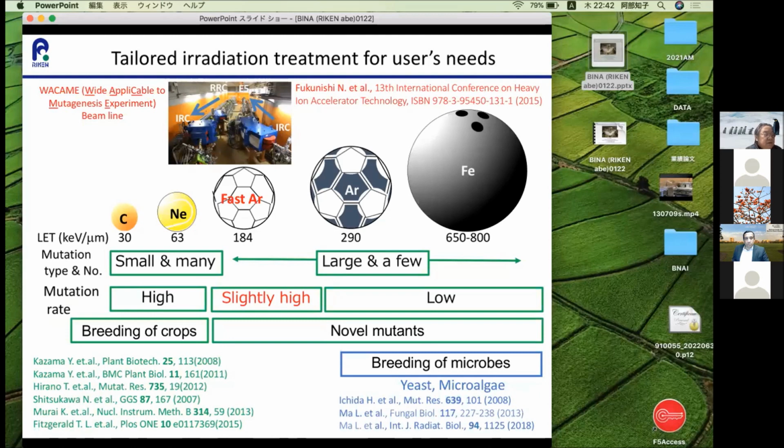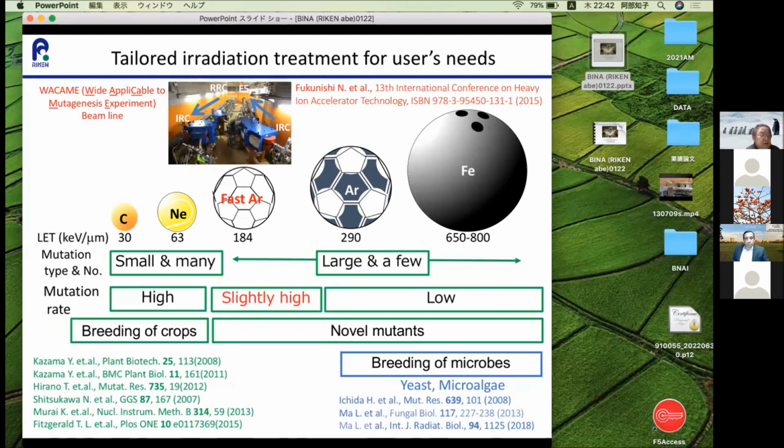Here you can see balls of different sizes. It shows the image of ions with various LETs. LET 30 to 70 ions are effective for breeding because of their high mutation rate, and most mutations are small in size. They are sufficient to disrupt a single gene. Thus, irradiation might efficiently generate knockout mutants of the target gene.